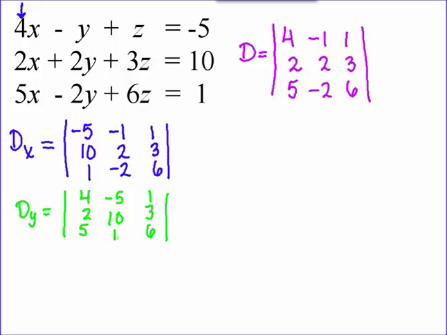And then the next one we need to do is Dz. What columns stay the same? The x and the y. So my 4, 2, 5 stays the same, and my -1, 2, -2 stays the same. And what does the third column become? -5, 10, 1.